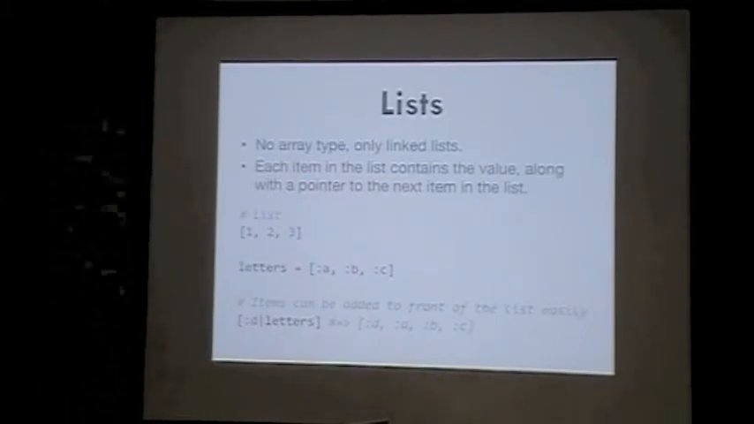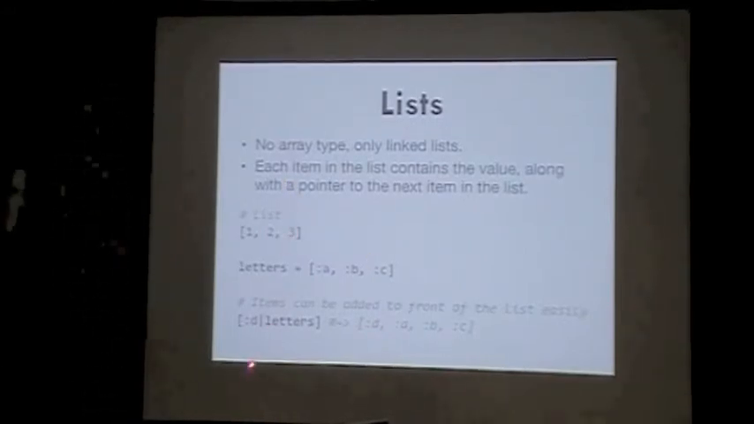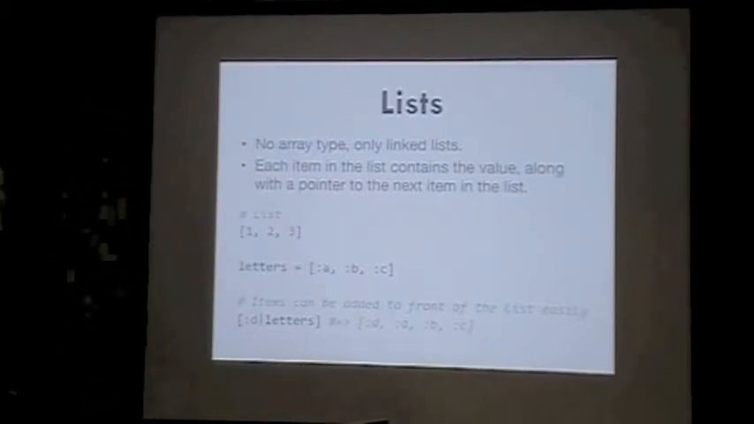So there is no array type. A list is actually a linked list. So each item in the list is actually that value in memory with a link to the next item in memory. Because of that, it's very easy to add things onto the beginning of a list, because you're simply putting an element in memory and then you're adding a link to that to the rest of the list. So adding items to the beginning of the list is very easy.